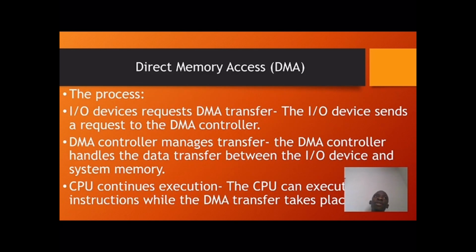So the process involved in direct memory access: the input output device requests the DMA transfer. The input output device sends a request to the DMA controller. The DMA controller manages the transfer, handling the transfer between the input output device and the system memory. And the CPU can continue its execution. Once again, since the CPU is not involved, the CPU can execute other instructions while the DMA transfer takes place.